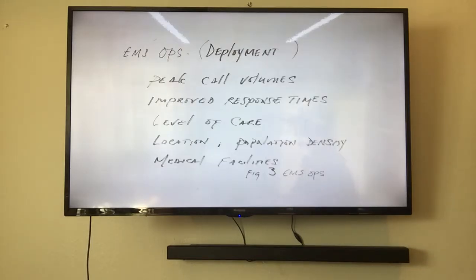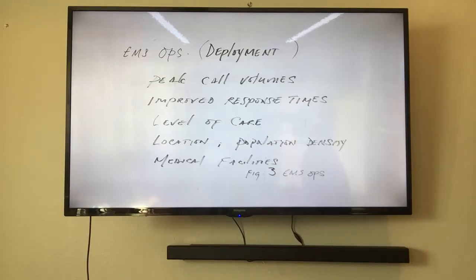We look at our peak call volumes, and what we want to do is improve our response times. We go back to understanding that there's an 8 to 10 minute response time. Our response times are definitely put into state contract, and each county has a particular time, and these times are pretty much standard throughout the state to respond to a call within a particular period of time. If we're not making these times, then there's the question as to what we are doing, and why aren't we maintaining these measurable response times?